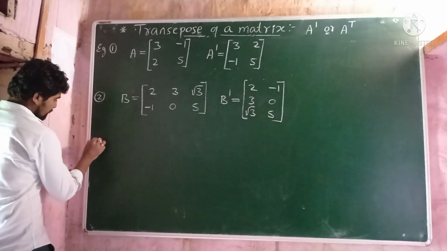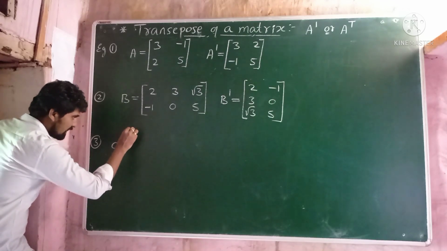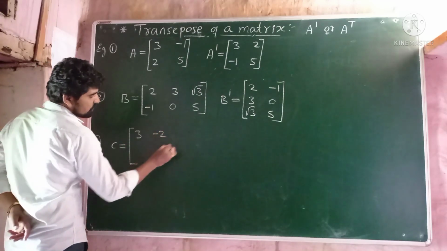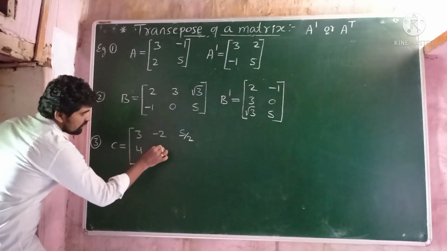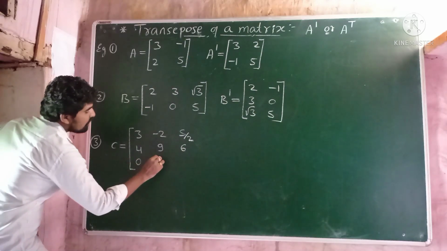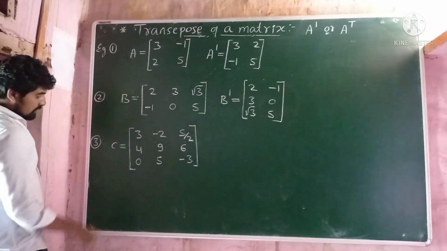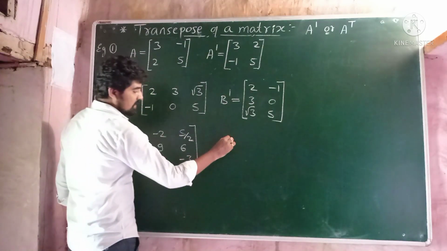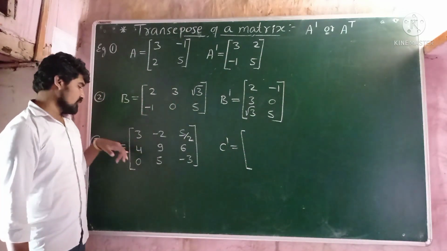Let us consider one more example. Let C be any matrix and the elements of the matrix C are 3, -2, 5 by 2, 4, 9, 6, 0, 5, -3. Transpose of the matrix C is C dash, which is obtained by interchanging rows and columns of the matrix C.